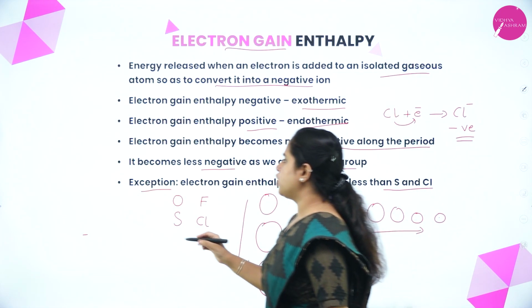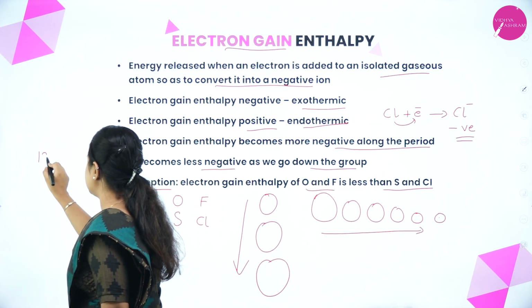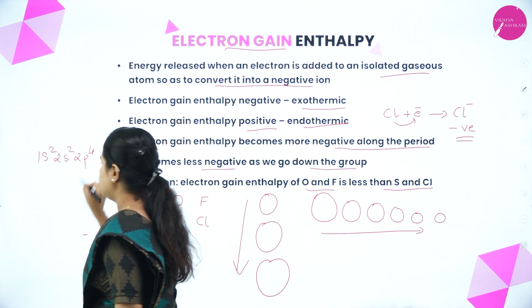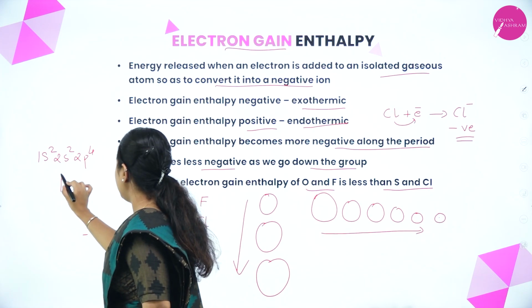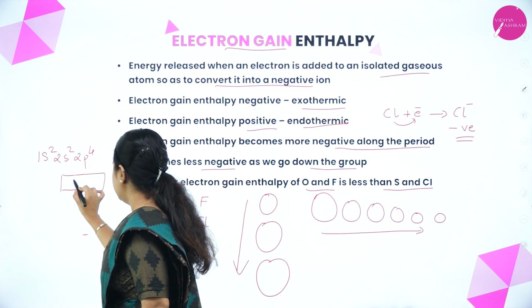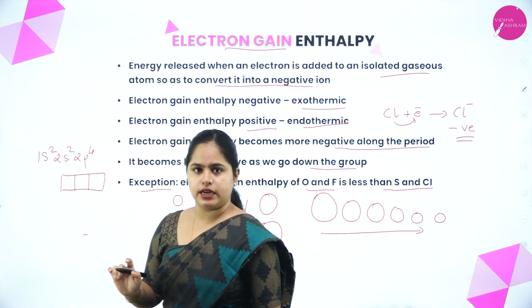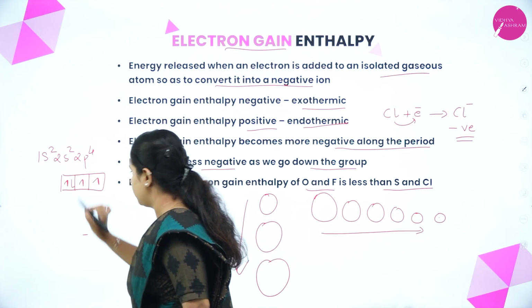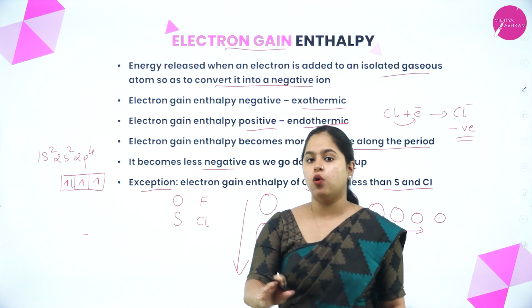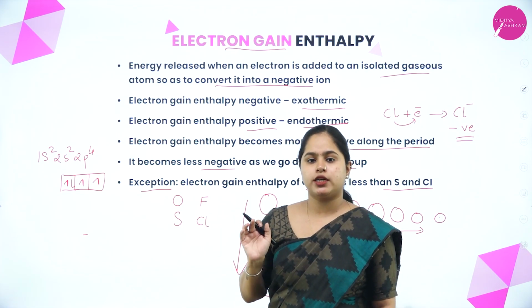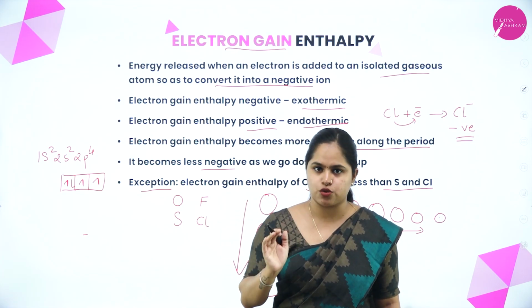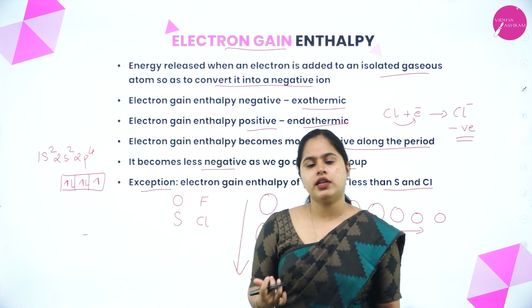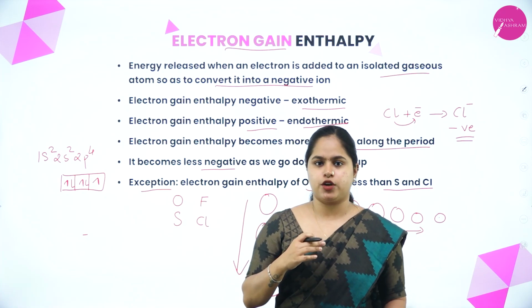So let's take the electronic configuration of oxygen. It is 1s2, 2s2 and 2p4. In the p orbitals, we know that there are 3 p orbitals, and 4 electrons are already there. So according to electron gain enthalpy, one more electron is to be added here. So what is happening here? Already 4 electrons are there.